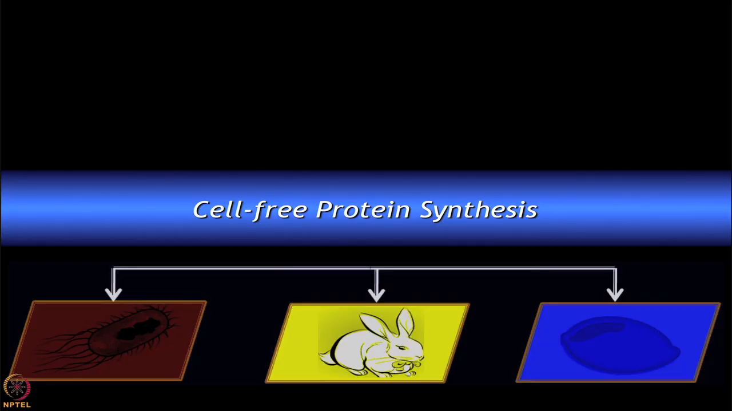So, these are different ways of making the arrays which we have talked about: PISA, NAPPA, DAPA, as well as the HaloTag based chemistry and the MIST. But the underlying fact is that you want to do cell-free protein synthesis on the chip. So, let us take a very quick look at how cell-free protein synthesis works. One could do cell-free protein synthesis either using an E. coli based mixture, or using wheat germ extracts, or using rabbit reticulocyte lysates.